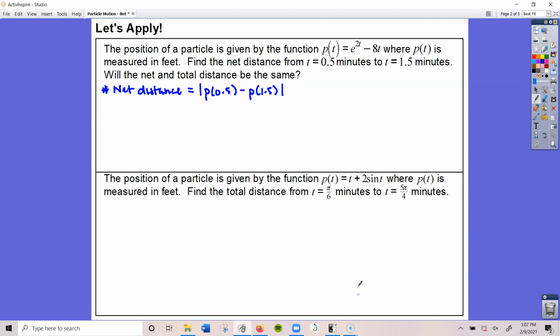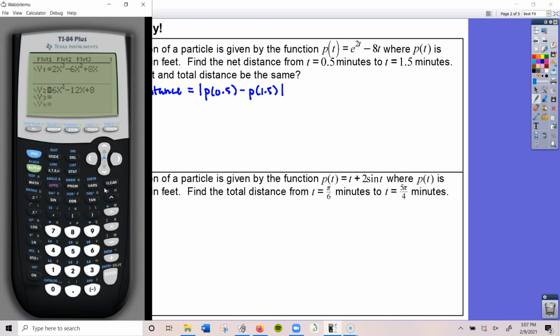So let's go to the calculator and let's graph this function. I'm just going to clear out these equations since I don't need them anymore. All right, so e raised to the 2t, so just x, minus 8x. And let's graph. All right, so let's go ahead and get those values. So second calc, value, let's do p of 0.5, which is negative 1.2817.